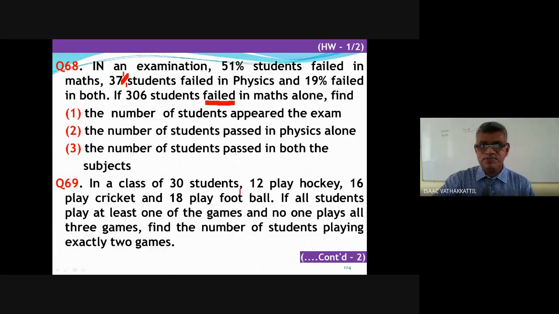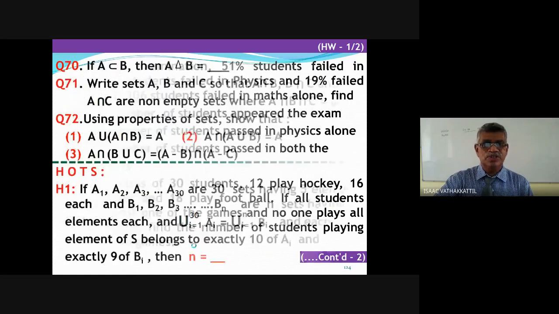Okay. In a class of 30 students, 12 play hockey, 16 play cricket, and 18 play football. If all students play at least one of the games and no one plays all 3 games, find the number of students playing exactly 2 games. A few more questions here.